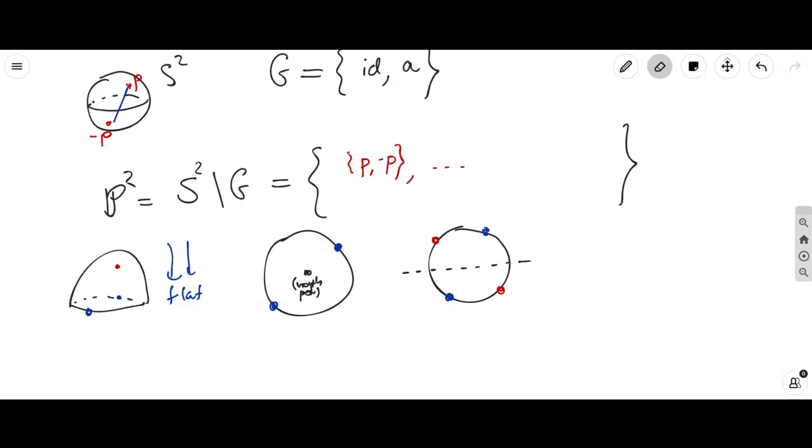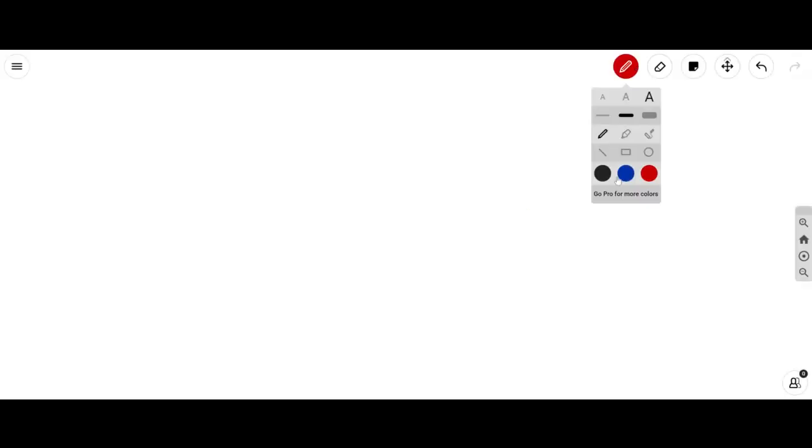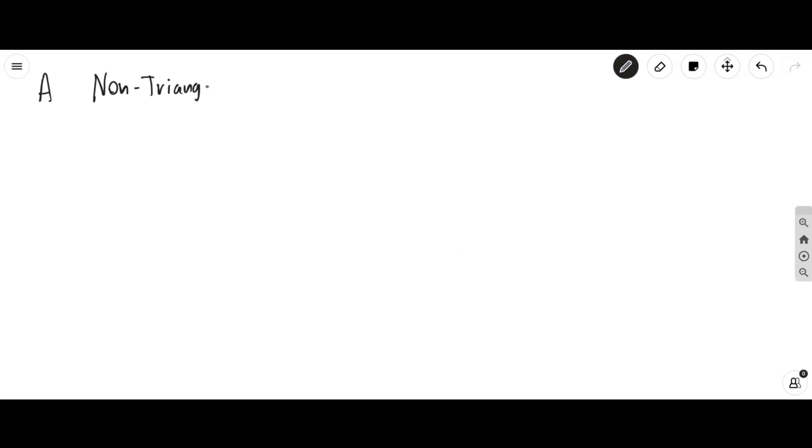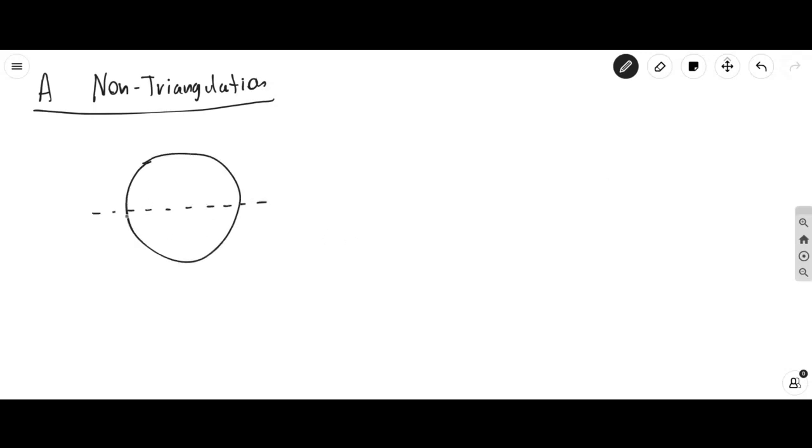Now, let's see a non-triangulation first. So here's a non-triangulation. We have our projective plane like this. Let's say you have a point here, P, and another point here, P. And let's say you make up another point. This is going to be Q, and this is going to be Q.